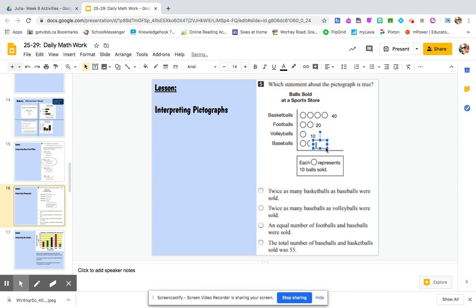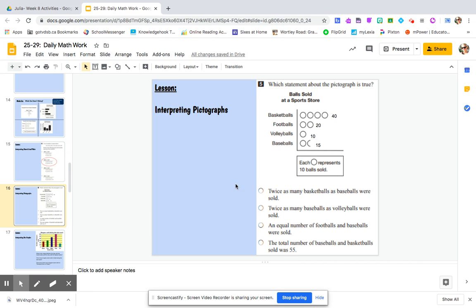So analyzing our graph, we were able to find the total number of balls sold at the sports store for each one. Now that we know that, we can go ahead and answer the question, and it asks which statement about the pictograph is true. So statement 1, twice as many basketballs as baseballs were sold. So is 40 twice as much as 15? No, it's more than twice as much.